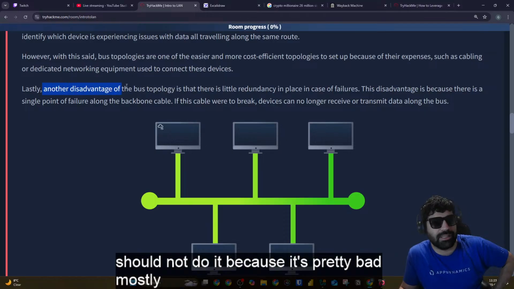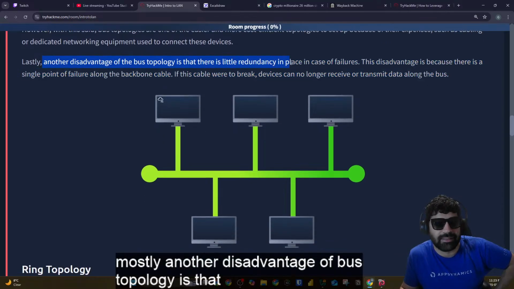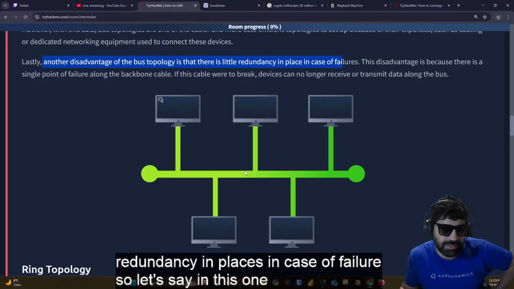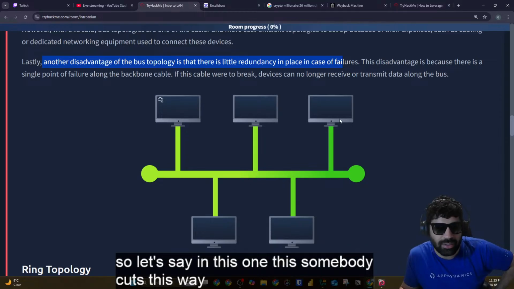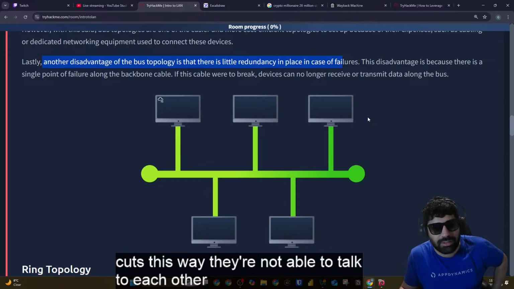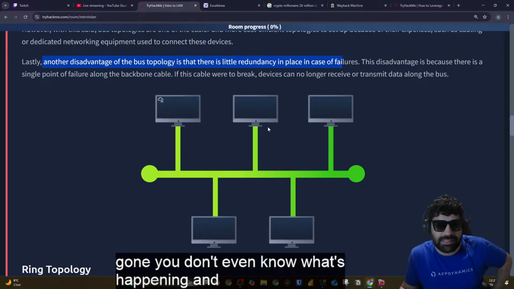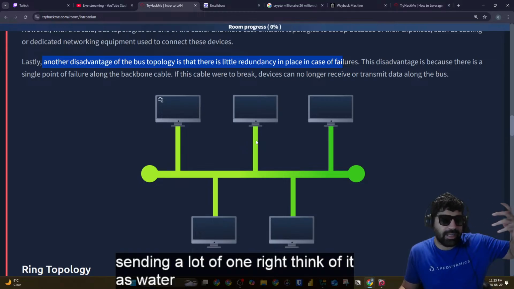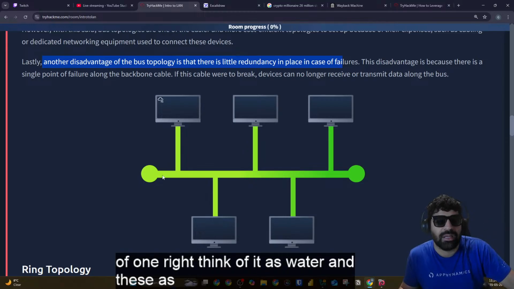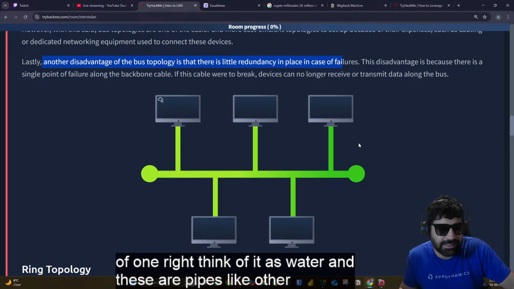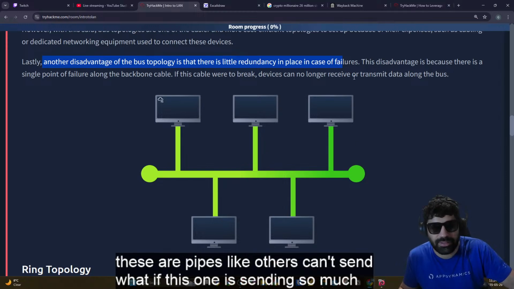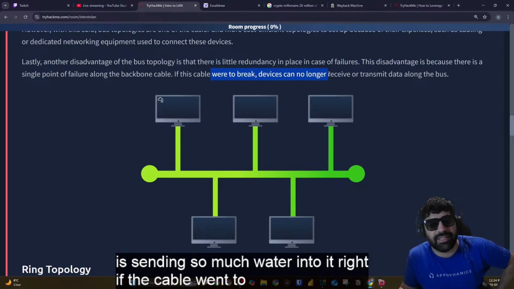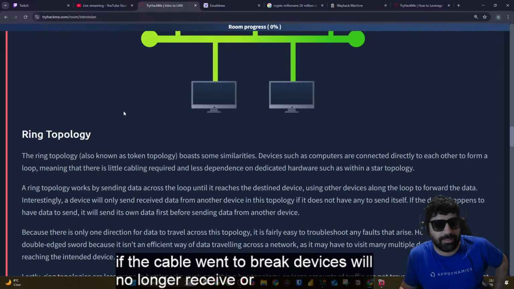Another disadvantage of bus topology is that there is little redundancy in place in case of failure. So let's say in this one, somebody cuts this wire. They are not able to talk to each other. Gone. You don't even know what's happening. And let's say if this one is sending a lot of data, right? Think of it as water, and these as pipes. Like others can't send water if this one is sending so much water into here, right? If the cable breaks, devices will no longer receive or transmit data along the bus.